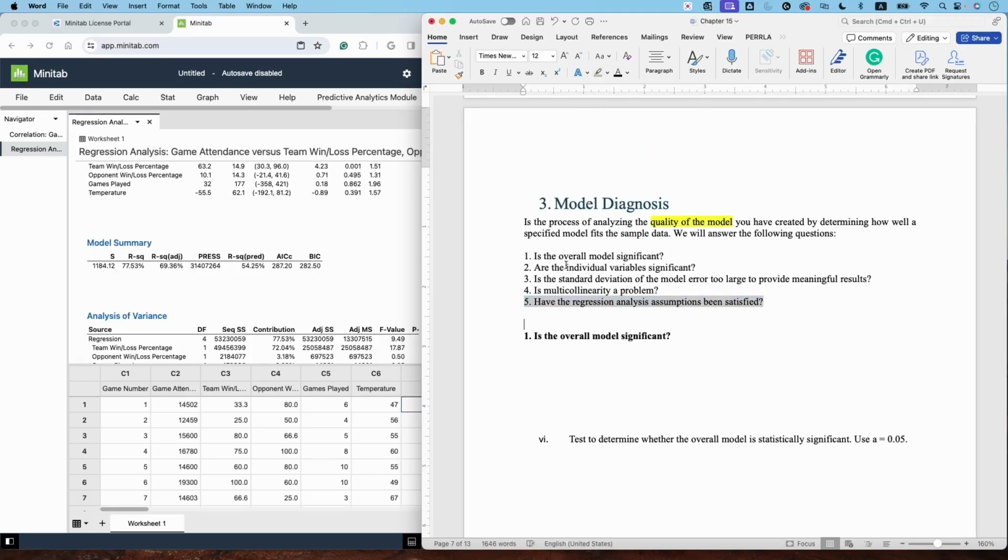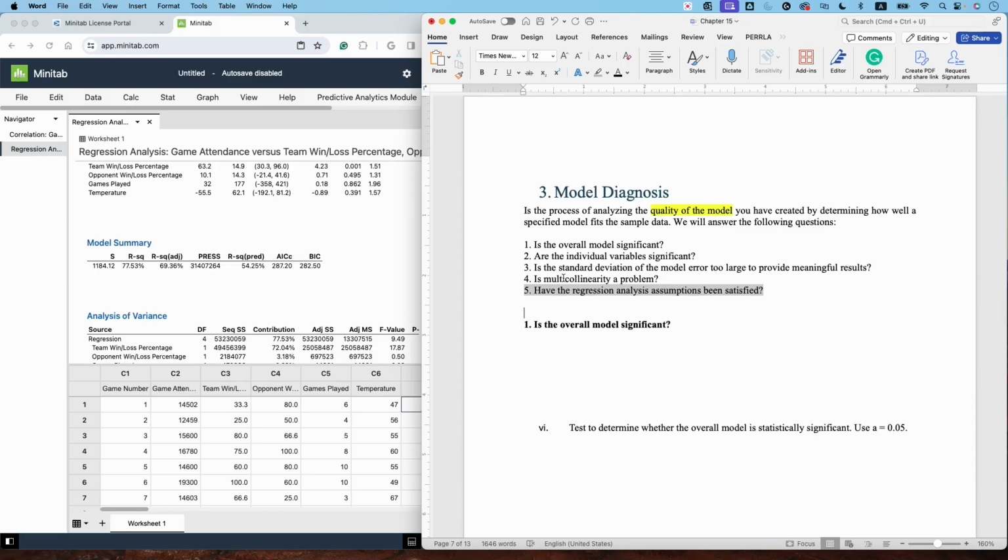So we're going to look at the overall model significance. And this is something we did before for the simple linear regression model. Also, we're going to look at the individual variables. Which one of them is significant in the model? Also, we're going to look at another measure we call the standard error, or the standard deviation of the model. Is it large? Is it small? Finally, we're going to look at something we call the multicollinearity issue. Do we have a multicollinearity issue? So we are going to define this, okay?